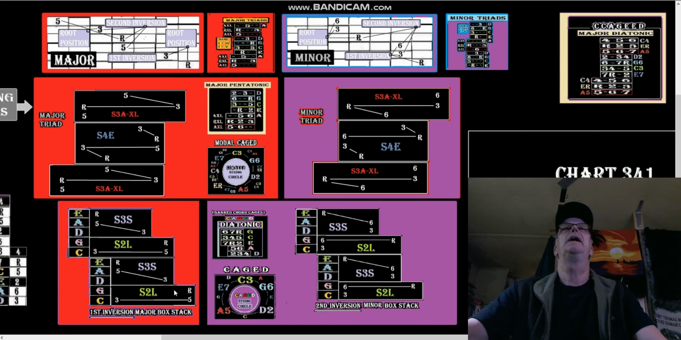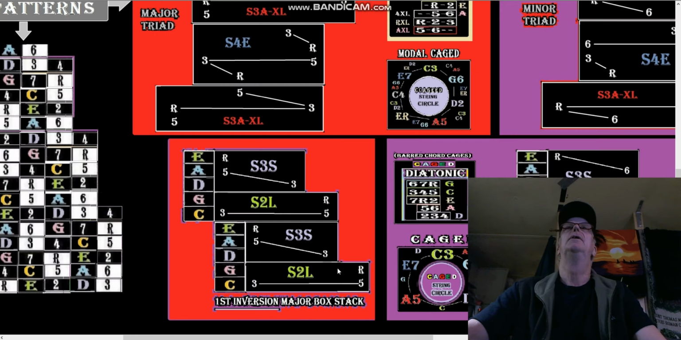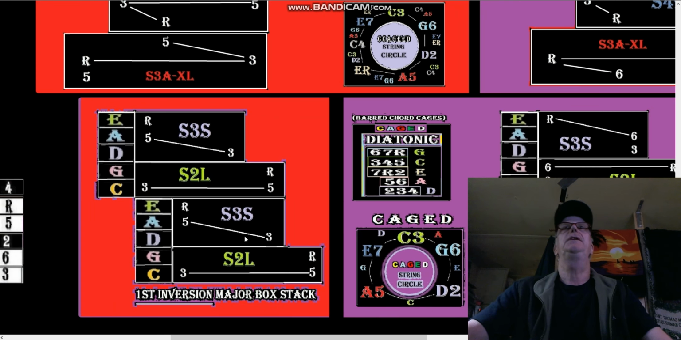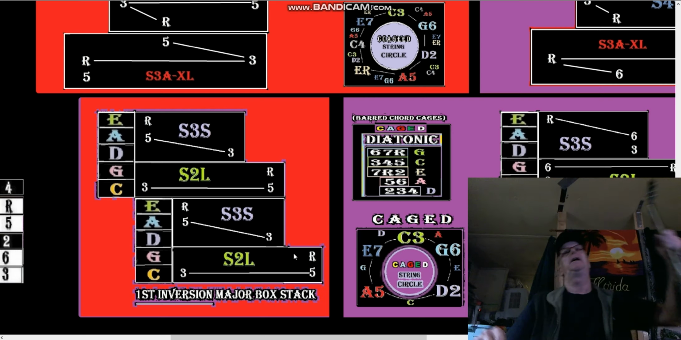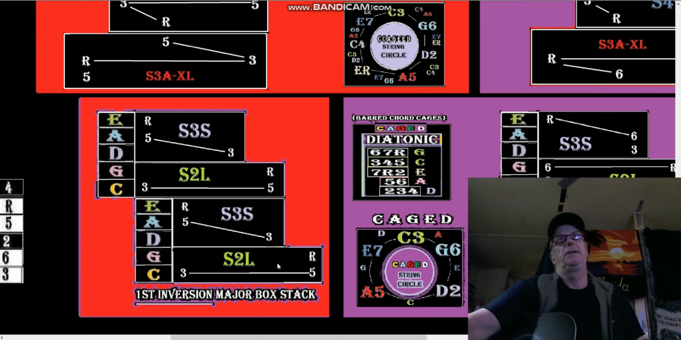The first thing I ever learned was this. These are the little boxes you'll see the guitar teachers talking about. I call them a long pattern, so it's a 2-string long pattern. 3, 5, and then it would be 6 root here for pentatonic, but in triads just 3, 5, root.